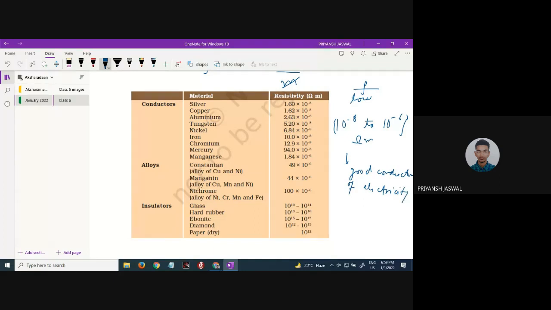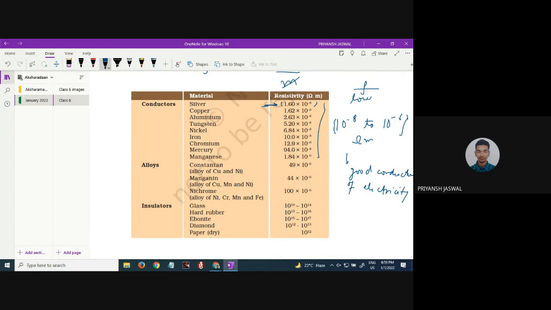You can see here also the silver, it has the highest conductivity and the least resistivity. The smallest value of resistivity is for silver at a given temperature among these materials. Also silver has the least resistivity in the usable materials, you can say all the materials in the conductors.